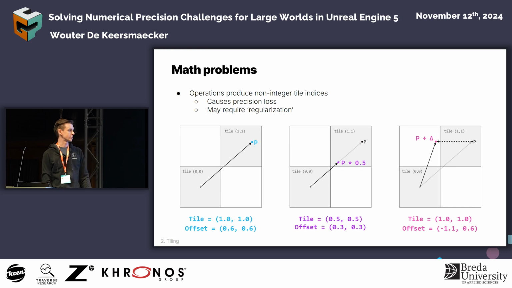Similarly, if you add a delta vector to this point, you can actually cross the threshold of the tile without changing the tile value, which is especially problematic because we defined the tile size as the maximum coordinate that you could have without crossing our threshold of precision. By overflowing this, we are potentially losing precision just through calculations.